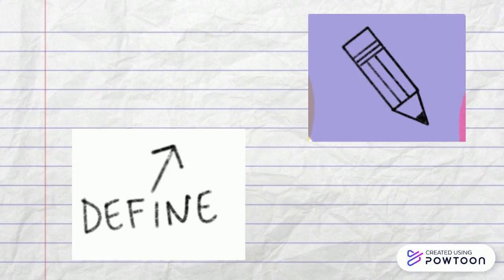The next step of the design thinking process is to define. To define means to think about what the problem is. When we use the design thinking process with books, we are going to define and think about what the problem is for the main character.